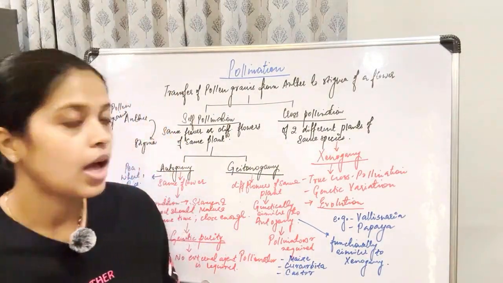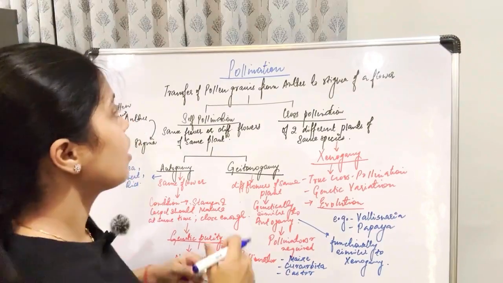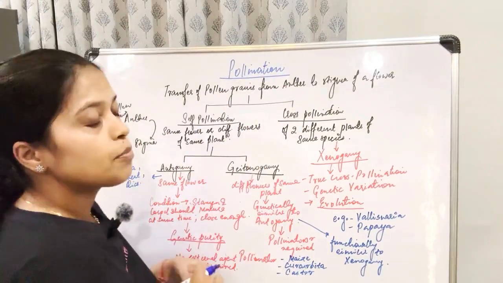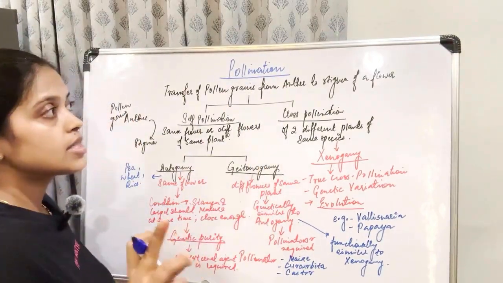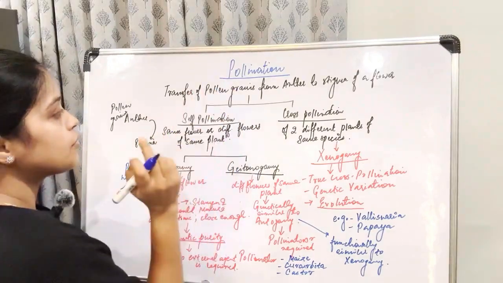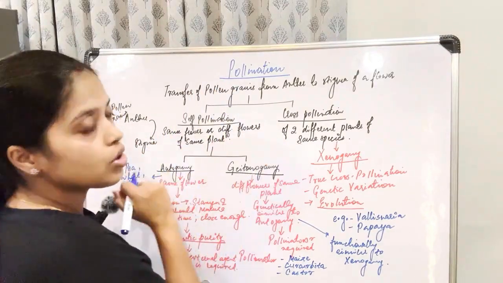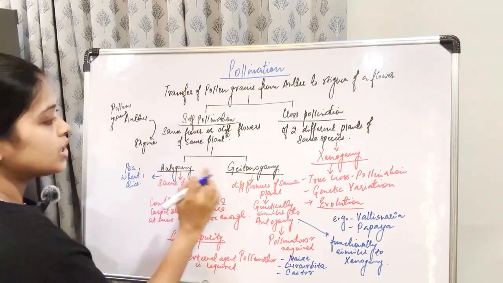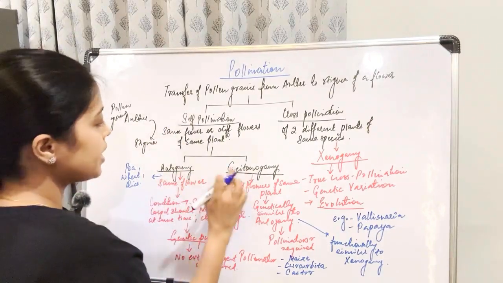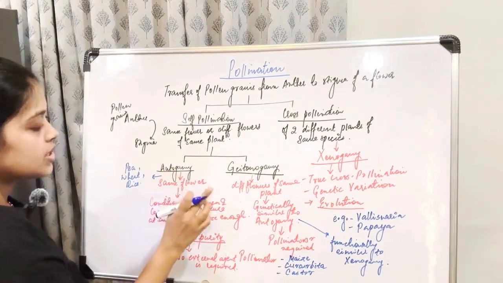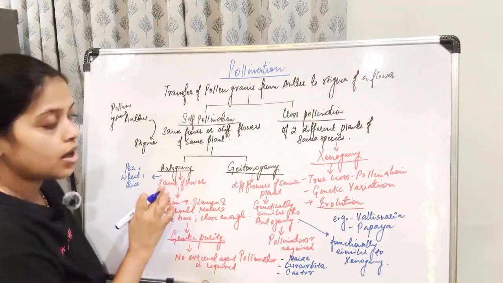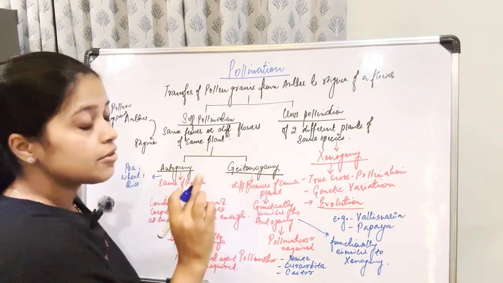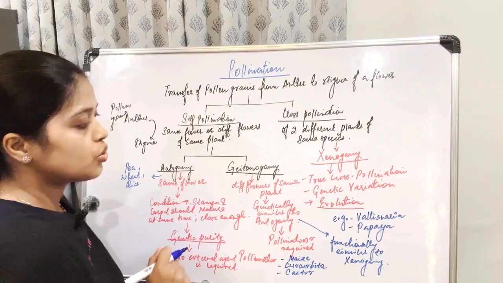Now I'll revise it once again. Pollination is the transfer of pollen grains from anther to the stigma of a flower. It is of two types, self-pollination and cross-pollination. Self-pollination is again of two types, Autogamy and Geitonogamy. If the transfer is taking place between the same flower, Autogamy; between the different flowers of the same plant, Geitonogamy.